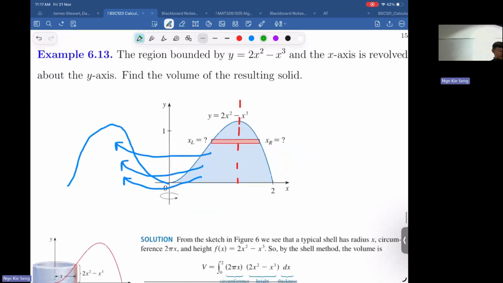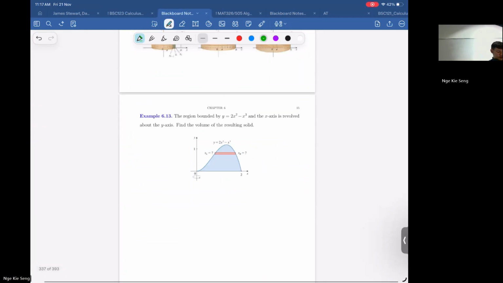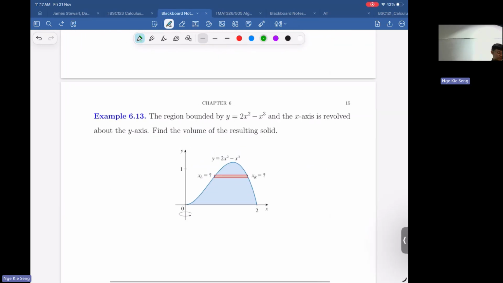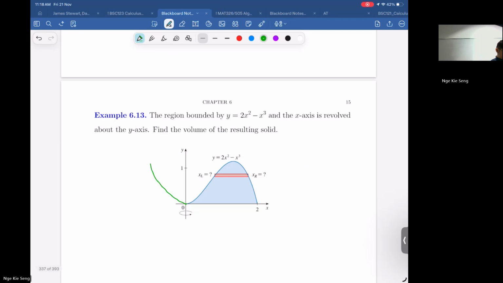So let's try an example on this, and then we will break from here. The region is bounded by y equals 2x squared minus x squared, and the x-axis, and is revolved around the y-axis. I drew it for you already. So the shape is maybe coming. It's like a mountain, right? You rotate the mountain. Find the volume of the resulting solid.